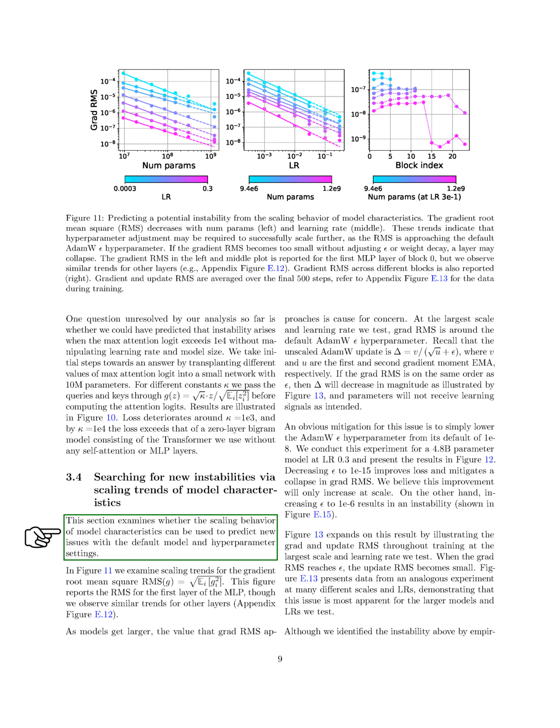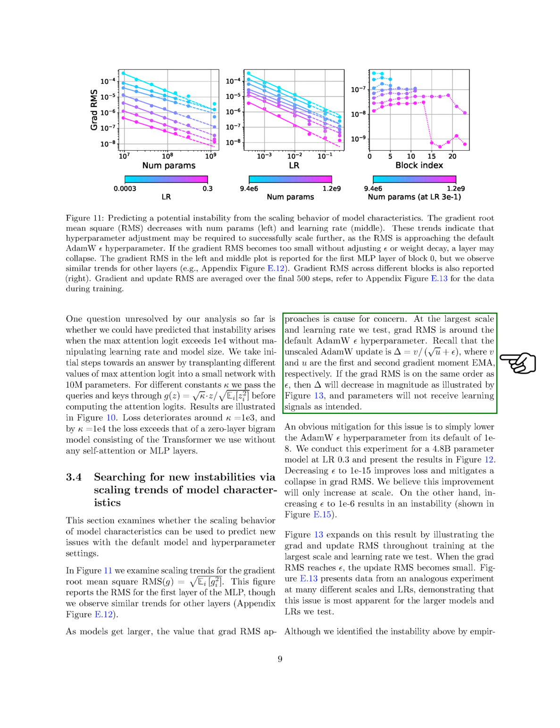In the next section, we examined whether the scaling behavior of model characteristics can be used to predict new issues with the default model and hyperparameter settings. We found that as models get larger, the value that gradient root mean square, RMS, approaches is cause for concern. At the largest scale and learning rate we tested, gradient RMS was around the default AdamW epsilon hyperparameter. If the gradient RMS is on the same order as epsilon, then the update will decrease in magnitude, and parameters will not receive learning signals as intended.